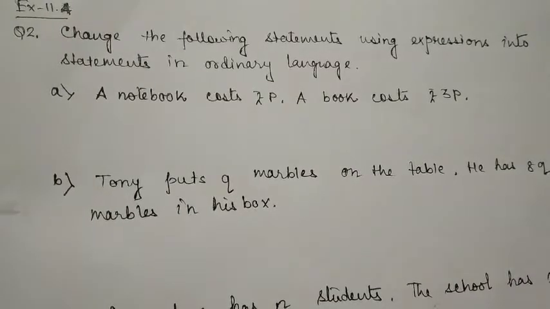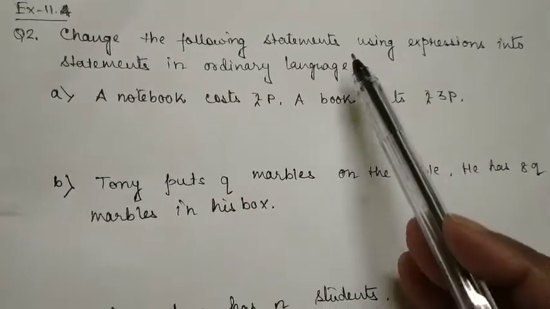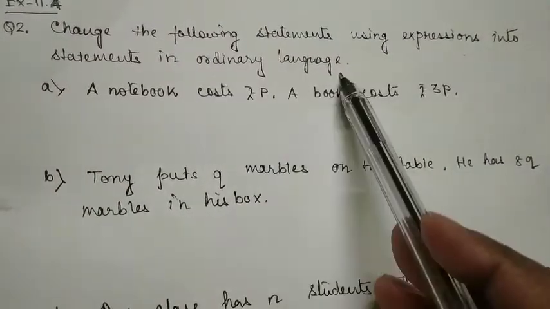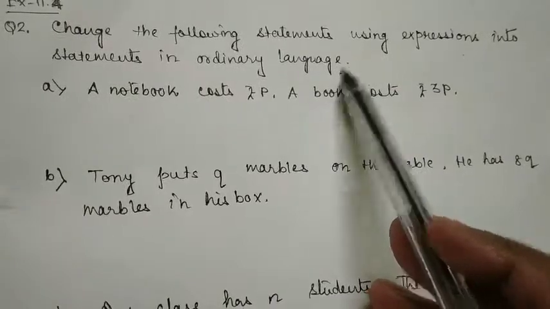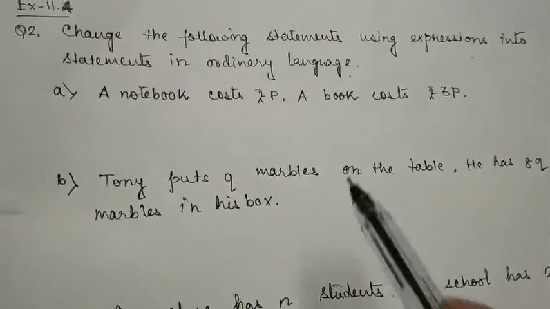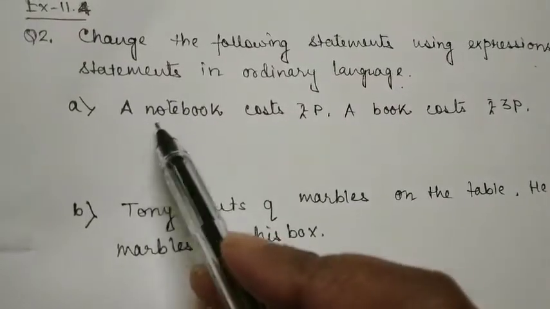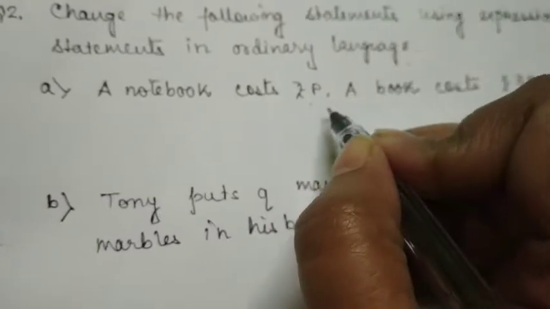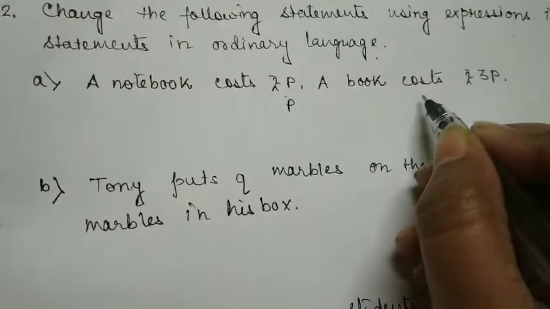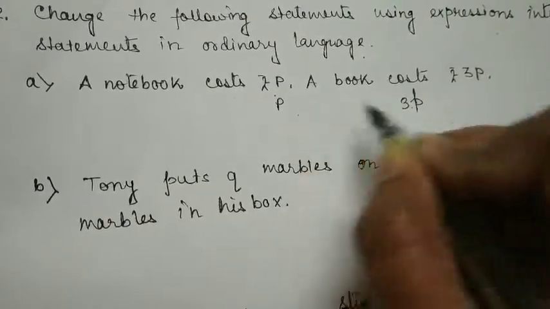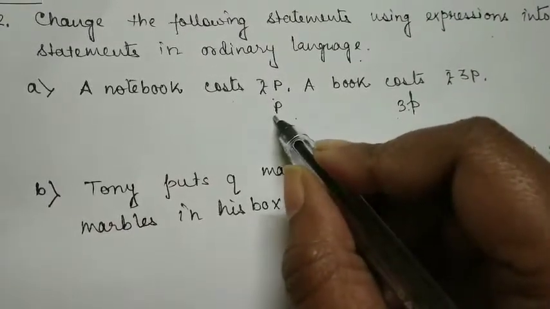Now in the next question we have to change the following statements using expressions into statements in ordinary language. So what we have to do is change this sentence into ordinary language. In the first part we have a notebook costs rupees p. Here the cost of the notebook is p rupees and the cost of the book is 3p rupees. So what is the relationship between this notebook and book?